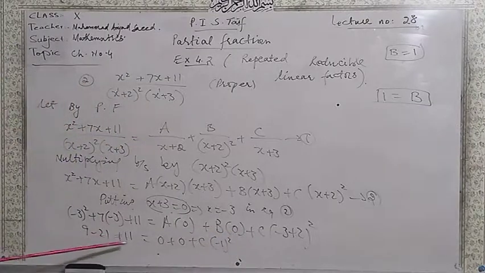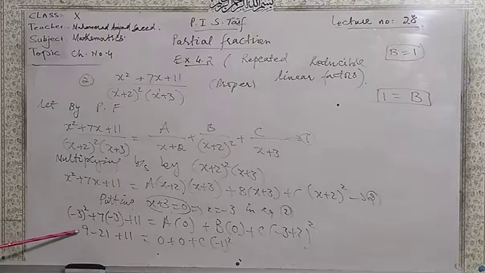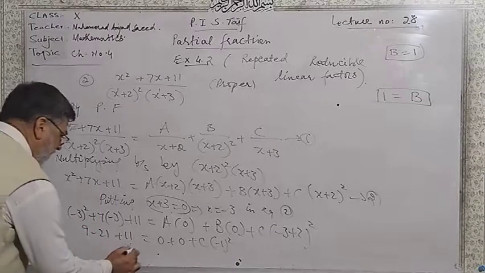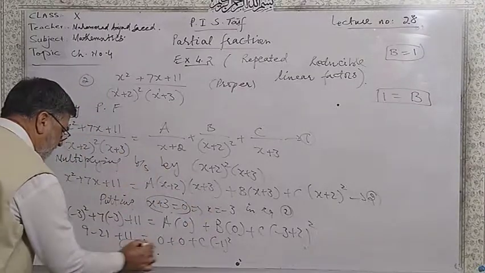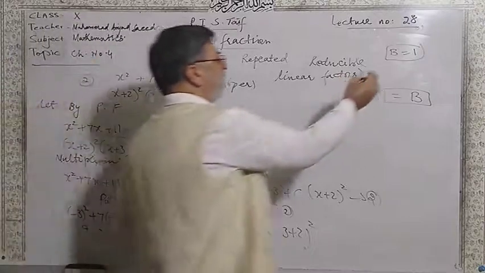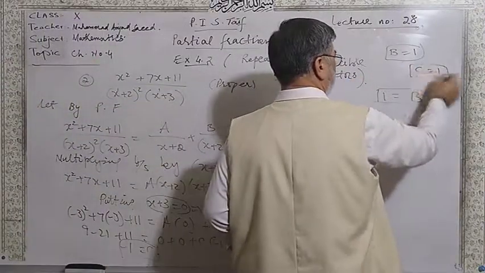11 plus 9 is 20, minus 21, that is equal to minus 1. Minus 1 square is 1. So c is equal to 1.